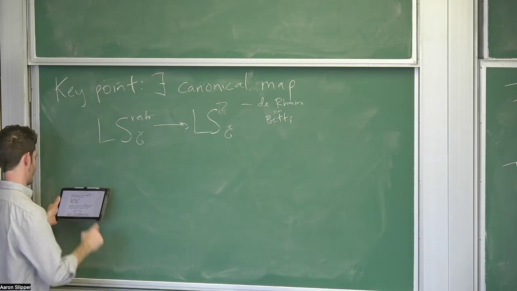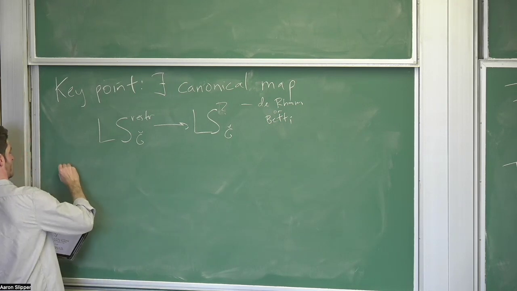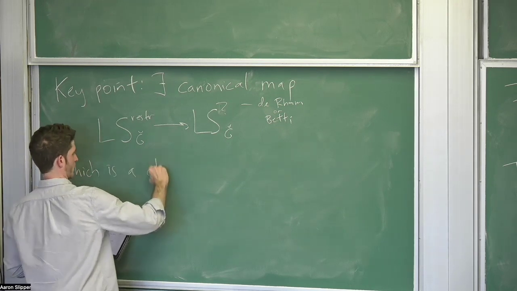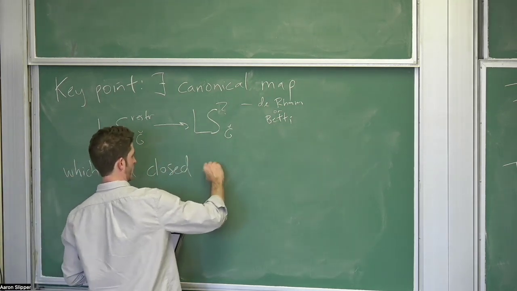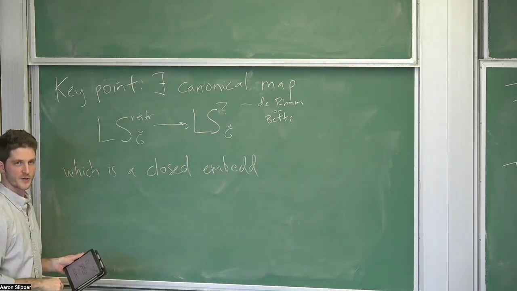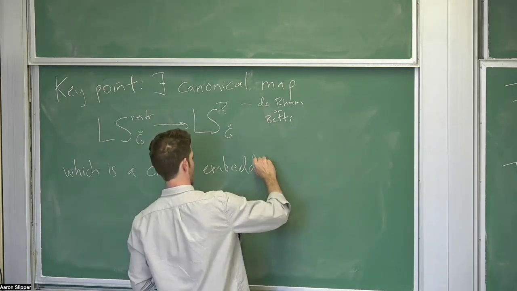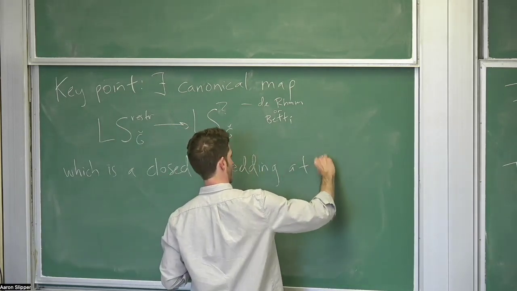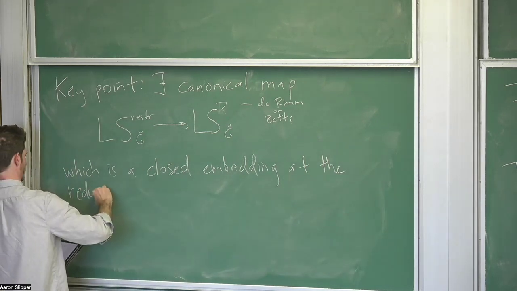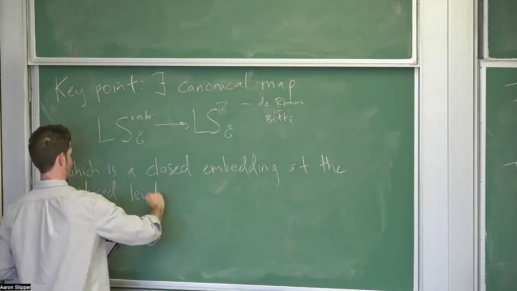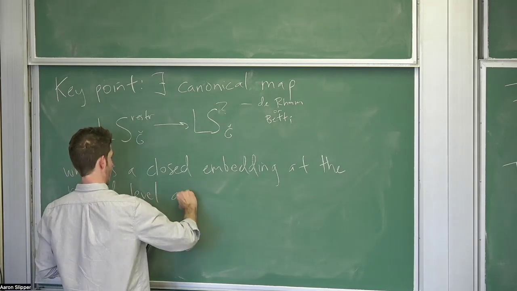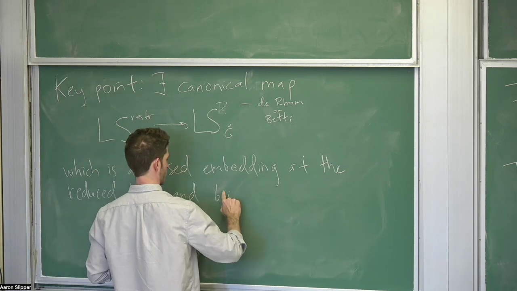In both cases, it's a closed embedding at the reduced level. So like I said, this has some formal directions, but if I ignore that, this will be a closed embedding at the reduced level, and it's even bijective on equivalence.